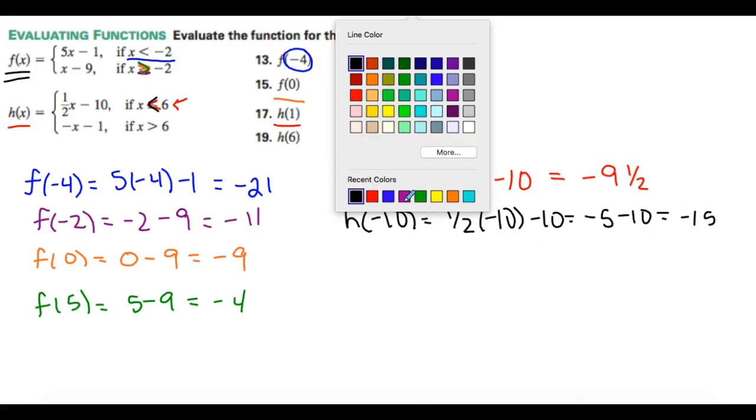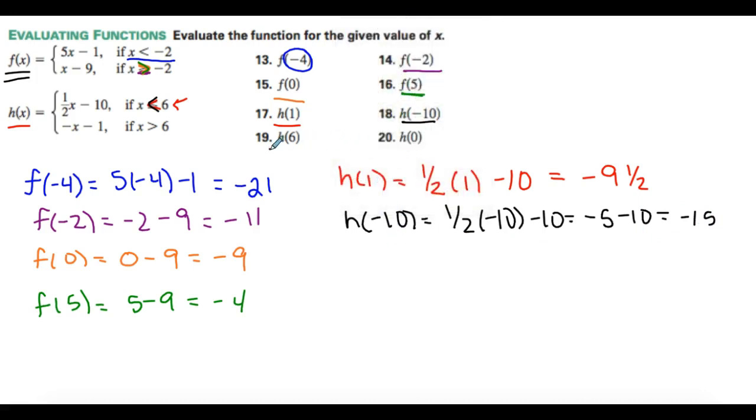Okay, let's keep going. We have h of 6. Because it is h of 6, it's important that we look at this notation. And so h of 6 means I need it to be equal to 6. So yet again, I'm going to use the exact same one. 1/2 times 6 minus 10. That would be 3 minus 10, which is negative 7.